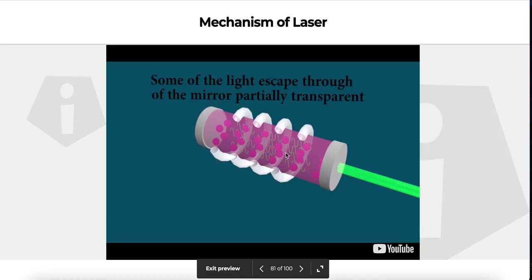and causing the laser to become more coherent and more intense, so that it can come from the partially transparent mirror as a continuous wave laser.